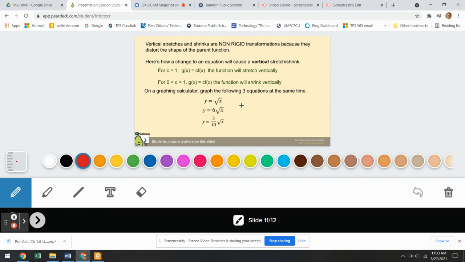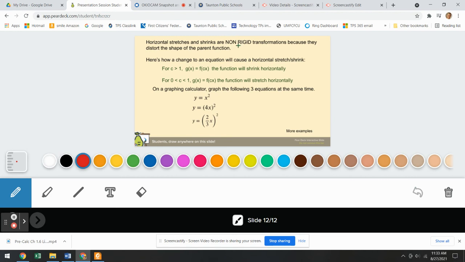Those are good examples. So if the number you multiply the function by is bigger than 1, it's going to stretch vertically. That feels okay. Like if you're multiplying by a number bigger than 1, it should get bigger. If you pick a fraction between 0 and 1, the function will shrink vertically. And again, you can look at your graphing calculator and see how those are. Hit pause and do that whole thing.